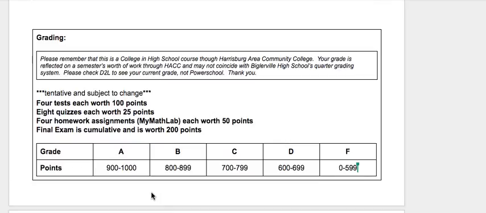Grading. This is tentative and subject to change. 4 tests, each worth 100 points. 8 quizzes, each worth 25 points. 4 homework assignments on My Math Lab, each worth 50 points, and the final exam is cumulative and worth 200 points. So an A would be 900 points to 1,000 points, a B would be 800 to 899 points, a C would be 700 to 799 points, a D would be 600 to 699 points, and an F would be anything less than that.